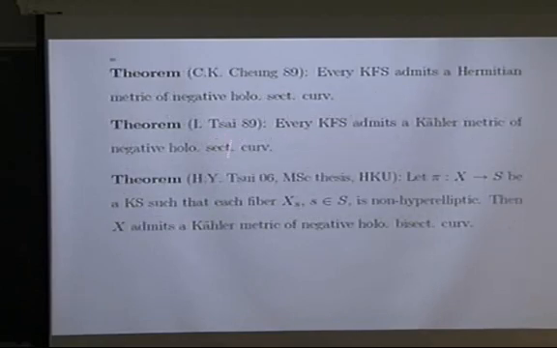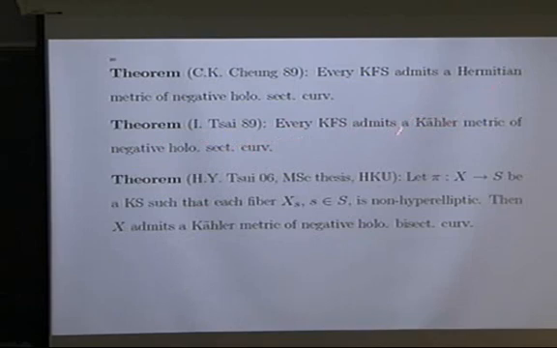Let me just recall some results. Chang's theorem in '89 says that every Kodaira fibration surface admits a Hermitian metric of negative holomorphic sectional curvature. Then, slightly later, Chai, now in Taiwan, proved that every Kodaira fibration surface admits a Kähler metric of negative holomorphic sectional curvature. So you replace Hermitian by Kähler.